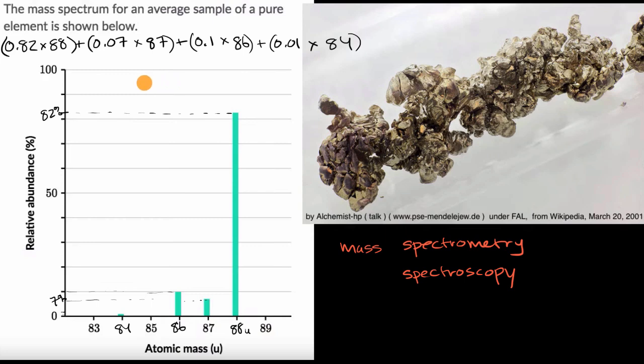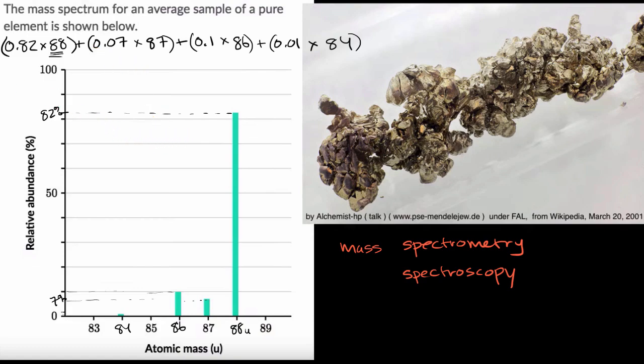Or we could just try to estimate it. We can see that it's going to be close to 88 because that's where the highest percentage is. When we're taking the weighted average, we have the highest weight right over there. But these other isotopes, these other versions of the element that have a different number of neutrons, which changes its atomic mass, are going to bring the average down. So our average atomic mass is going to be a little bit less than 88.